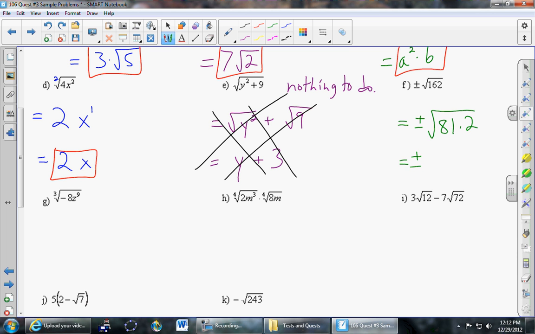Plus or minus is just getting copied. 81 comes outside as a 9, 2 stays inside, and we're done. Plus or minus just got copied all the way down.